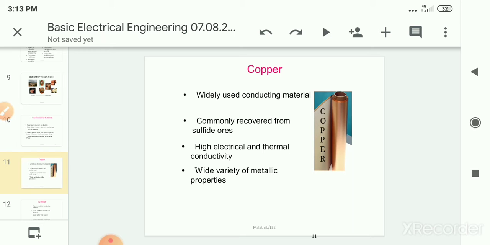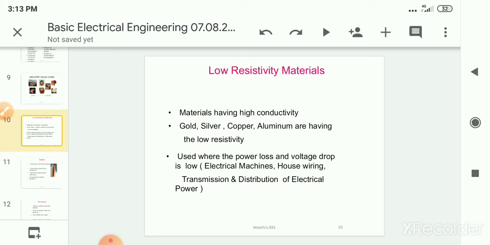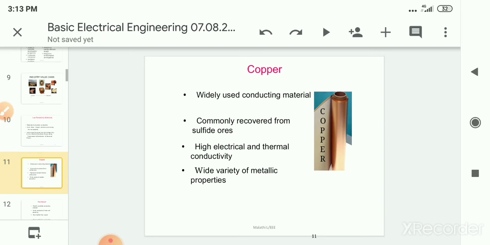To satisfy all these things, we select a material, that is copper. Here gold and silver also have very low resistivity compared with copper. But why are we selecting copper here? Because, by considering the economic conditions, the cost of silver and gold is very high compared with copper. That's why they have very limited applications. So we are using copper, as it satisfies all the conditions we have been talking about up to now.